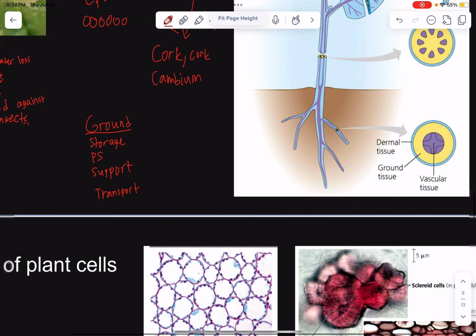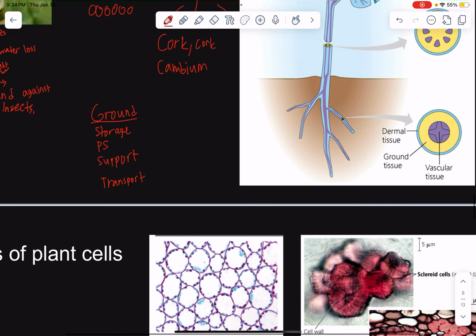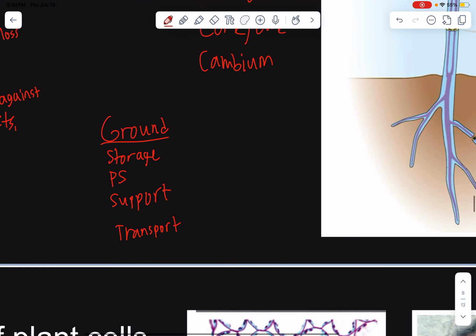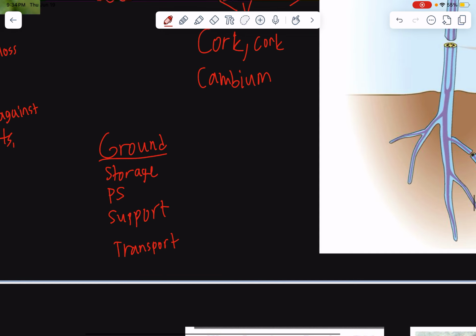And the other part of ground tissue would be the pith. This is the ground tissue internal to the vascular tissue, and the cortex would be external to the vascular tissue. So let's consider the ground to be pith inside vascular, and then cortex outside vascular.